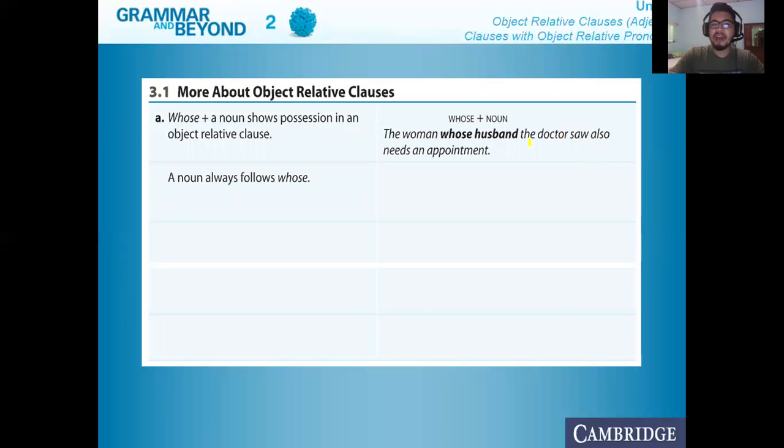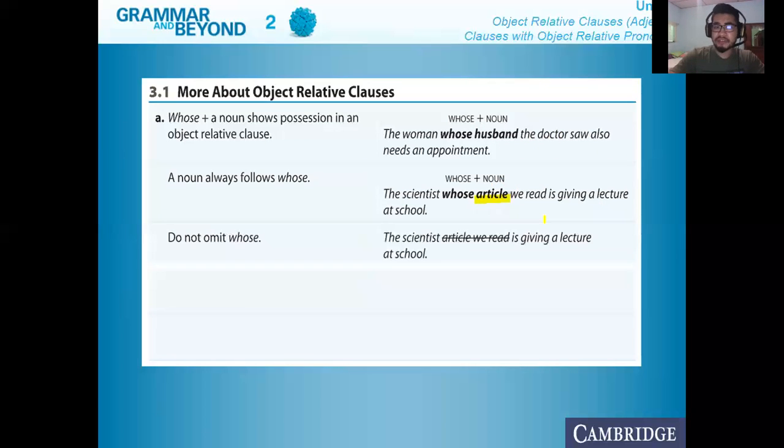We have also a noun always follows whose, and we have the scientist whose article we read is giving a lecture at school. You see over here that we have a noun, okay? Always after whose, we're going to have a noun, and even though after that you can continue the sentence. Do not omit whose. The scientist article we read is giving us a lecture at school. You see that in this case, it's not going to work.